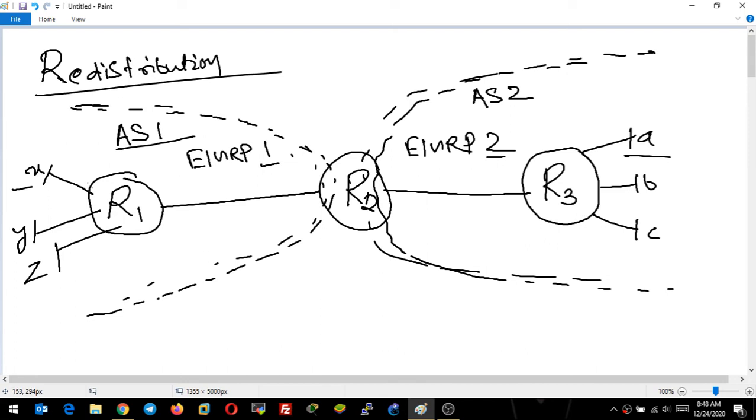The same thing will happen at R1. Whenever the X network tries to access any user of the A network, it will send the data to R1, but in the R1 routing table there will be no information about the A, B, C network.